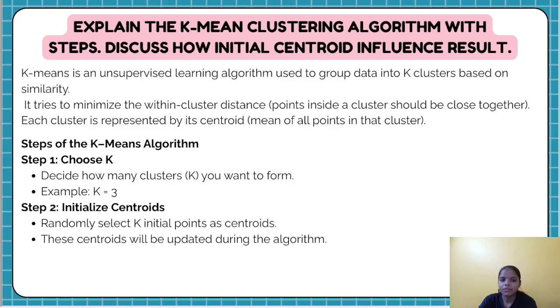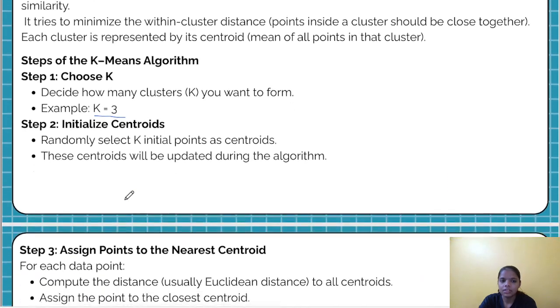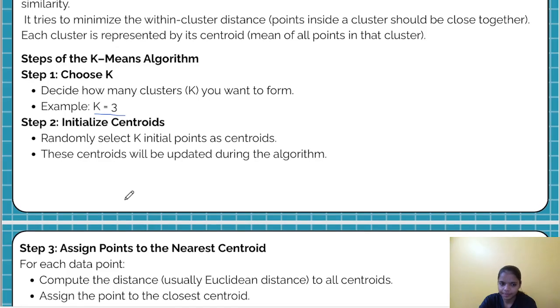Now, the steps to perform K-means clustering are as follows. In step 1, we decide how many clusters we want to form. For example, generally we take K equals 3. In step 2, we initialize the centroids. Randomly, we select initial points as centroids, and these centroids will be updated during the algorithm.